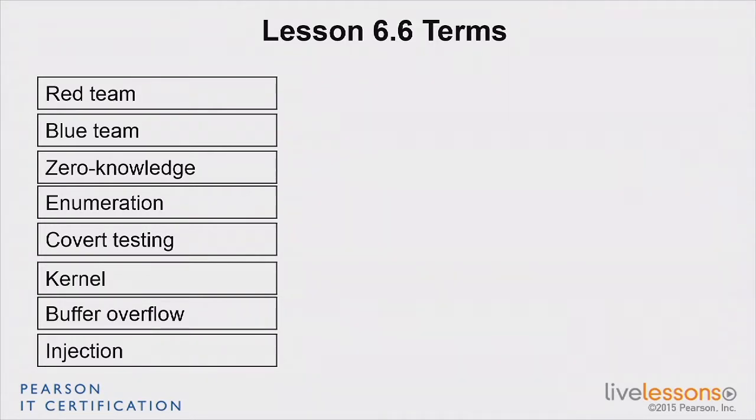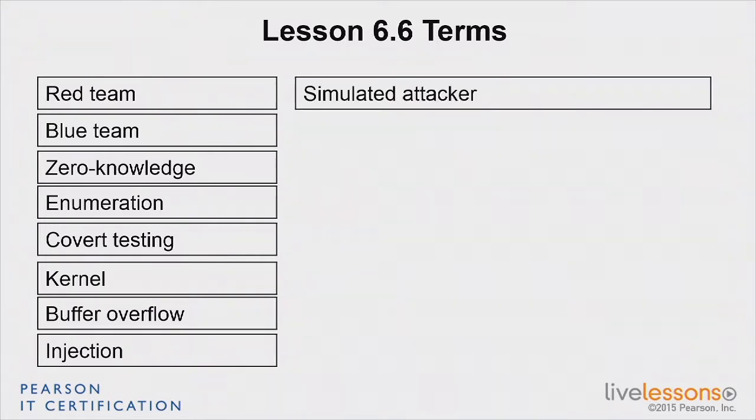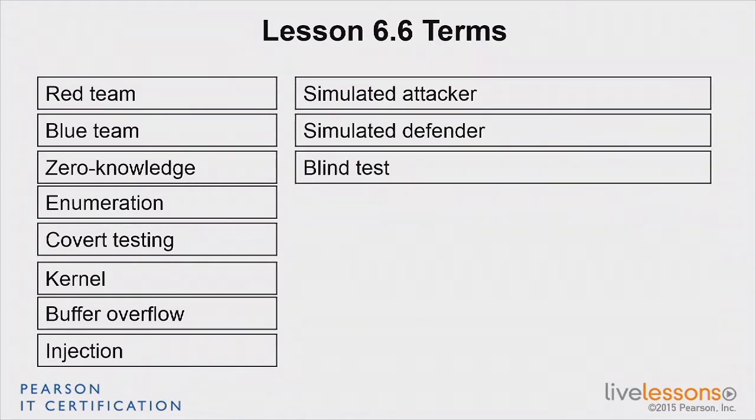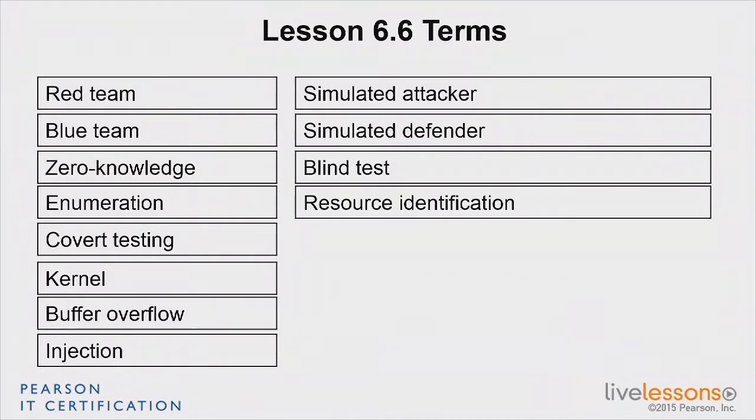Let's take a look at our Lesson 6.6 terms. A red team is a simulated attacker. A blue team is a simulated defender. Red team attacks, blue team defends. A zero knowledge test is a blind test. It's when the tester has no knowledge or has extraordinarily limited knowledge of the test environment. Enumeration is resource identification. So whenever we're doing enumeration, we're identifying the resources, or in this case, our attack targets.